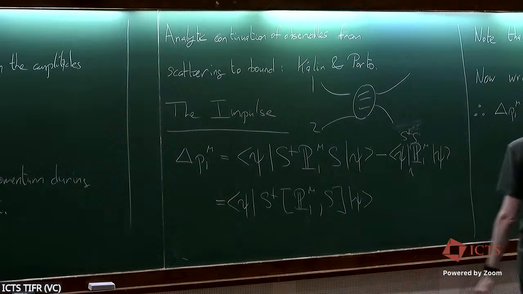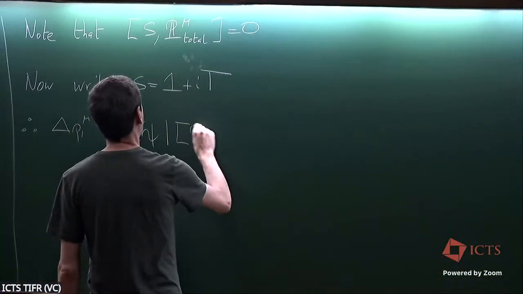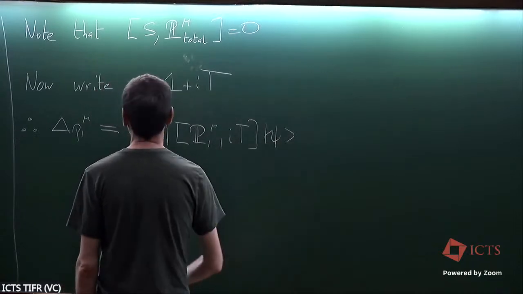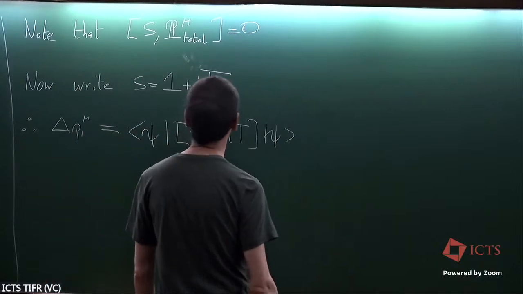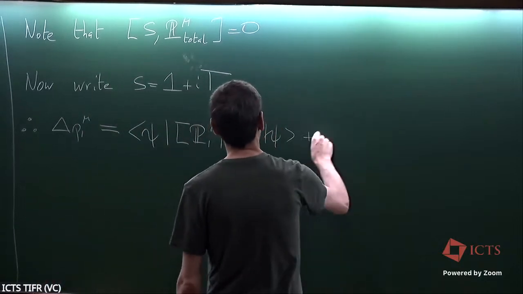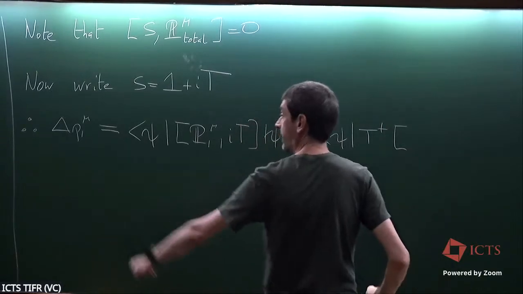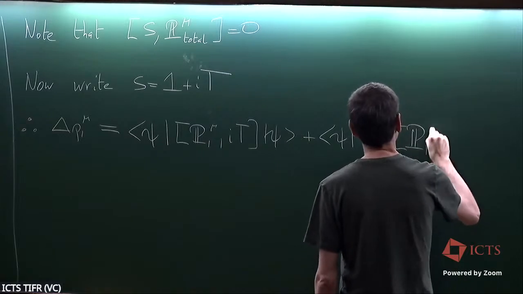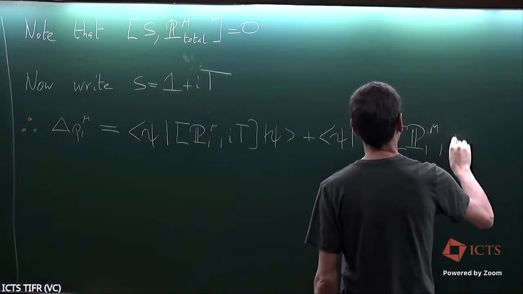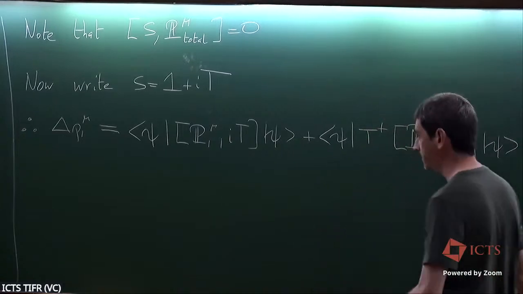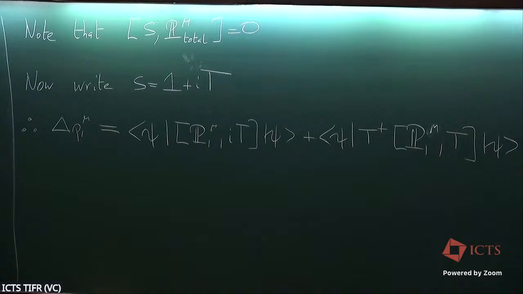So there'll be the term where I replace S dagger with 1. That's going to look like this. And then there's the term where we put in the IT dagger. Okay, so that's the total formula for the impulse. It's always got these two terms.